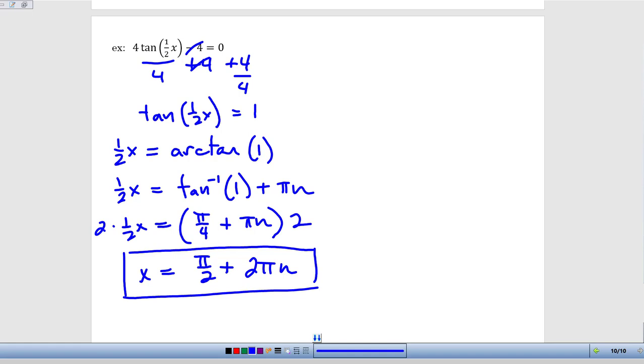For our answer over that 0 to 2 pi interval, I'm going to take n and replace it with 0 to start off with. So I get pi over 2 as the first of my answers. If I try plugging in 1 for n, I can see that I'm going to have pi over 2 plus 2 pi, which is going to be bigger than 2 pi. So this time we only have one answer that falls in that interval. It's pi over 2. That's our only result over the course of that interval.